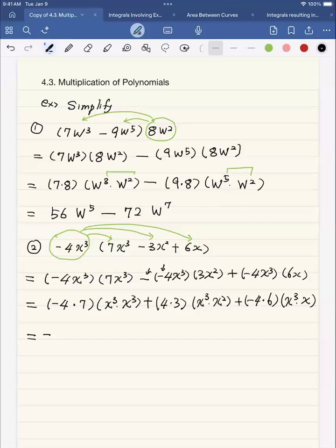Negative 4 times 7 is negative 28, and we have to add the power. Then we get x to the sixth power, plus 4 times 3 is 12, and then again add the power to get x to the power of 5, minus 6 times 4 is 24 times x to the, this is 1 power, and add with 3, then we get 4th power.